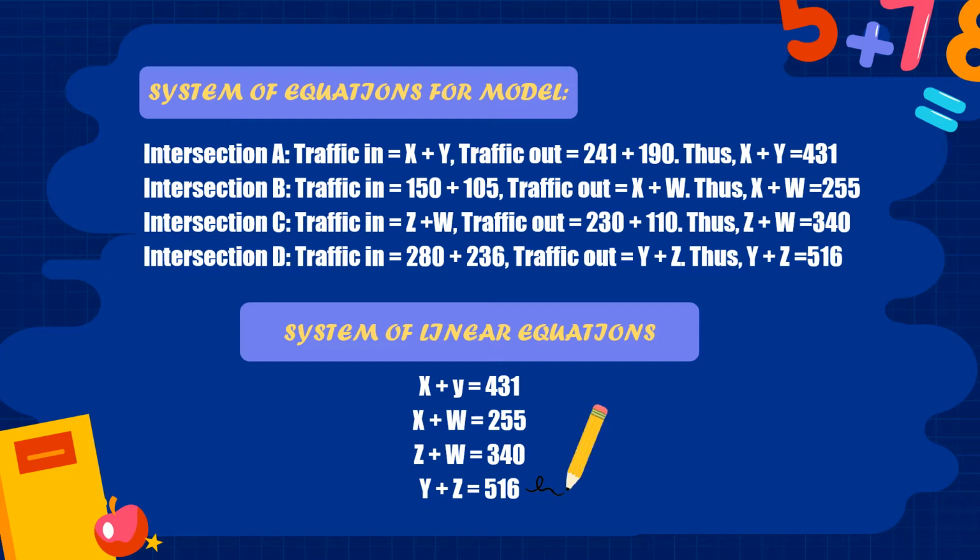Based on the diagram in the previous slide, we construct a system of equations for this model with four intersections, which are intersection A, B, C, and D, and then we have traffic in and traffic out. So we write the system of linear equations as follows: x plus y equals 431, x plus w equals 55, x, z plus w equals 340, and y plus z equals 516.